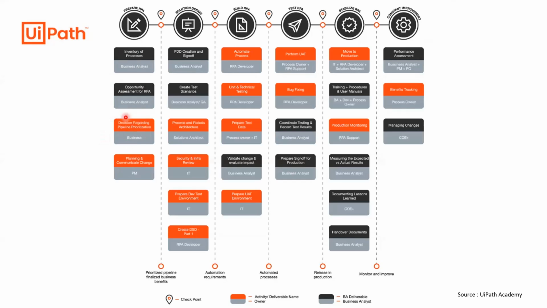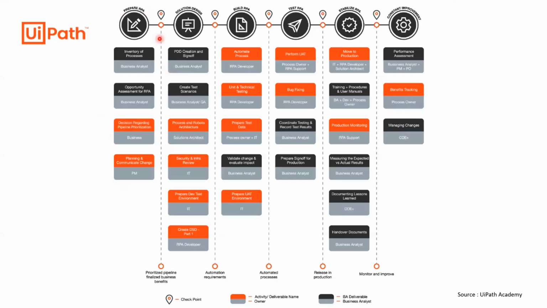And then this one, which says decision regarding the pipeline prioritization, right? If I give you 50 processes and somebody has to decide which to automate, which not to automate, that is again done by the business, which means the one who is owning the complete automation project, for whom we are doing the automation. They have to tell us that, okay, you need to prioritize. And the last one is the PM, nothing but the project manager, that is how we plan and communicate all of these things. So these are the initial beginning phase of the prepare RPA.